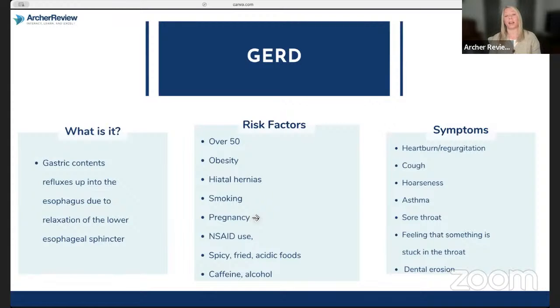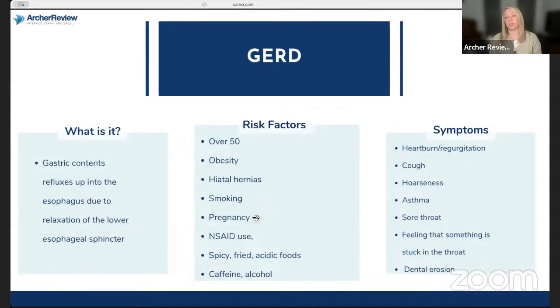There's a lot of risk factors for GERD. One of the big ones is being over 50 years of age. Obesity is another big one. We also see GERD more frequently in patients with hiatal hernias, those who smoke, and pregnant women, those who use NSAIDs frequently, consumption of spicy, fried, or acidic foods, and caffeine or alcohol consumption.